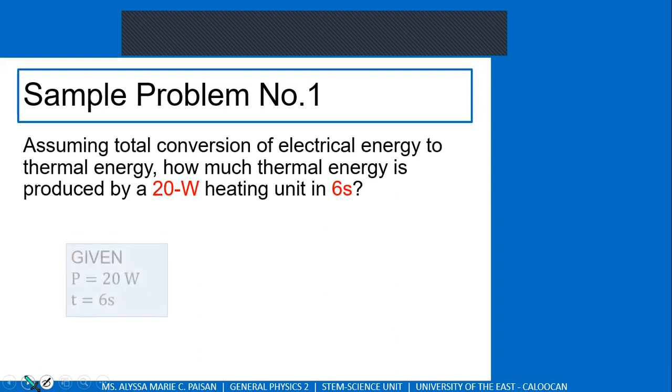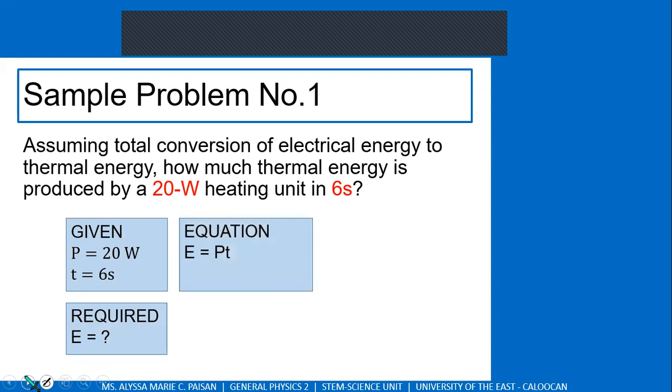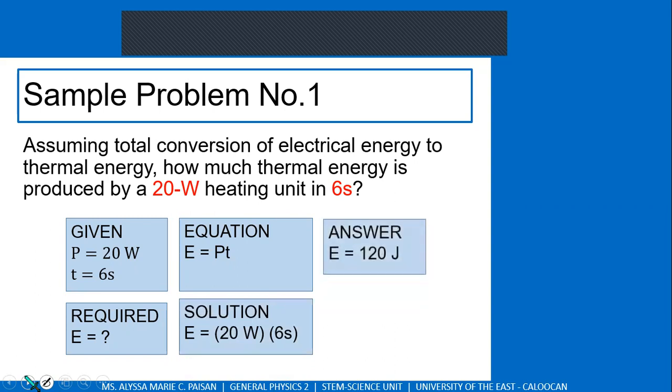So let's write the given. We have power, 20 watts, and time 6 seconds. We are looking for the energy, and energy is just the product of power and time. Ayan. So, substitute lang natin and we get 120 joules. Okay. So, bakit sinabi ito assuming total conversion?